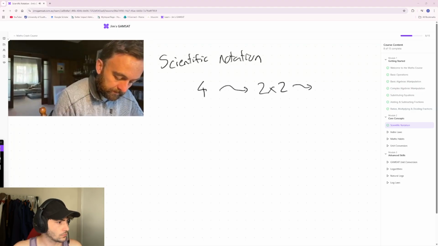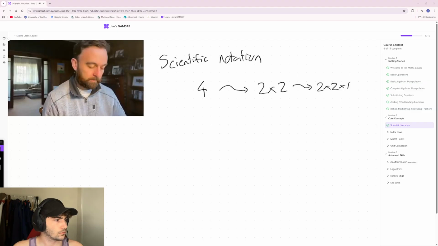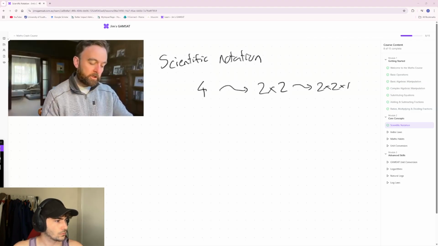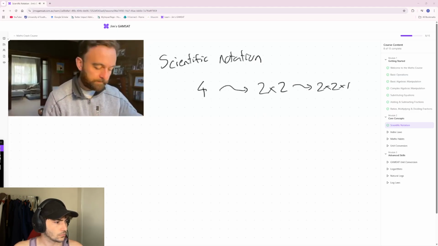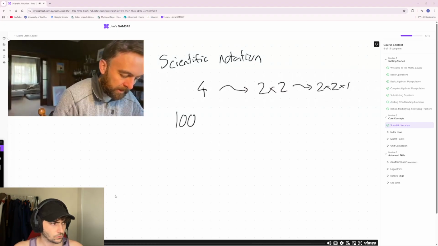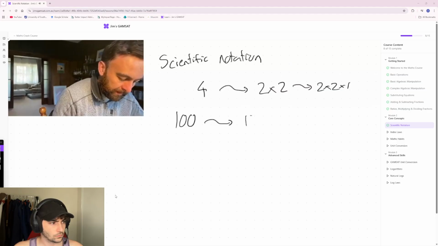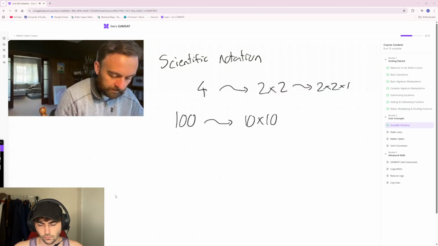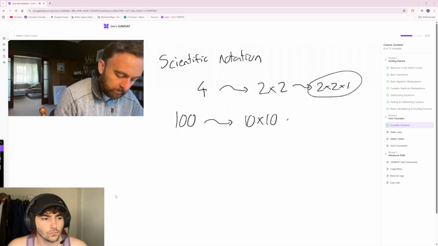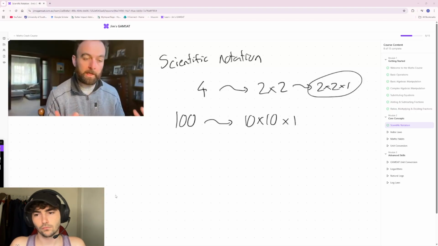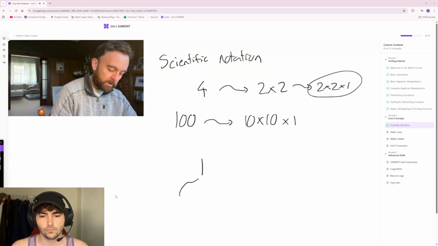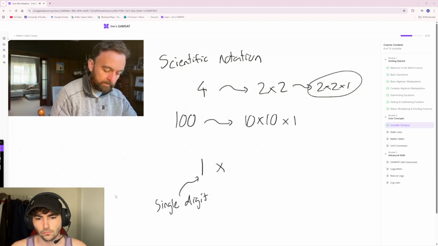You could also represent this as 2 times 2 times 1 if you really wanted. What we're doing in scientific notation is representing numbers by how many times we need to multiply by 10. For example, if we had 100, we would want to represent this as 10 times 10, and just like in this example, we put times 1. The reason is that the form we want in scientific notation is a single digit number out the front, times 10.